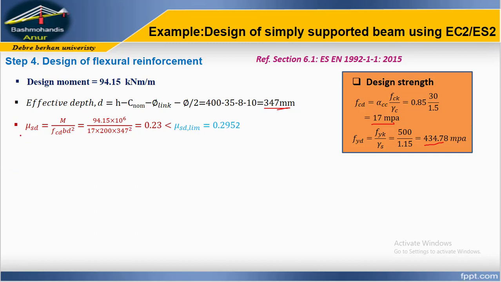Okay, well, next let us calculate this constant mu SD. mu SD equals design moment divided by FCD times width of the beam times depth of the beam squared. Therefore, substituting all the values, mu SD equals 0.23. This should be less than the mu SD limit. Mu SD limit, according to Eurocode, is 0.2952. Because mu SD is less than mu SD limit, the section is singly reinforced.